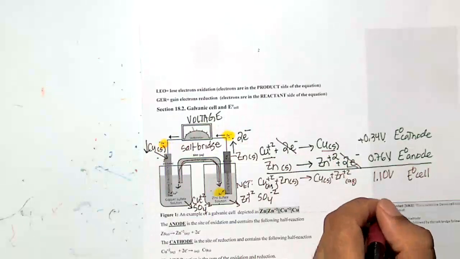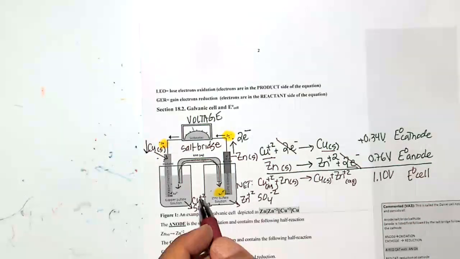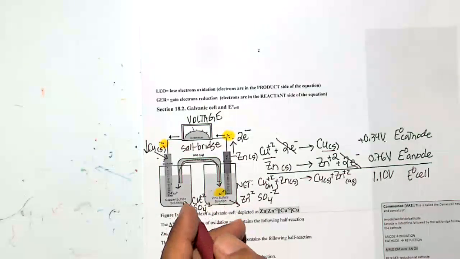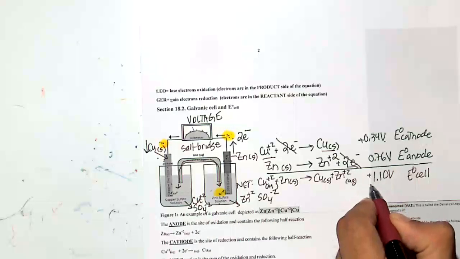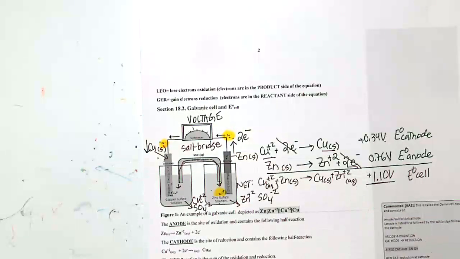One is the cathode, one is the anode. This is a spontaneous reaction. Why is it spontaneous? Because of the positive voltage.